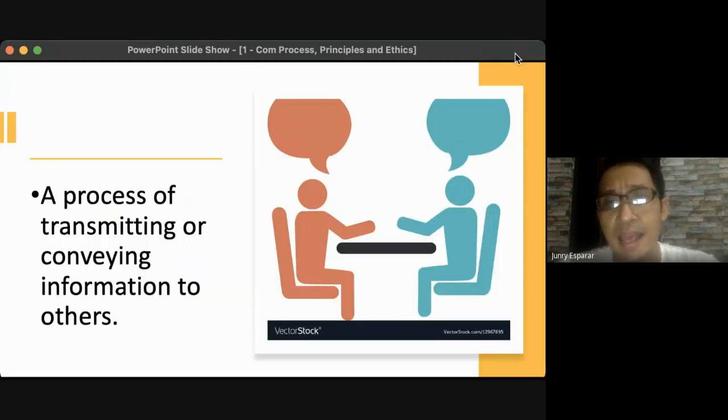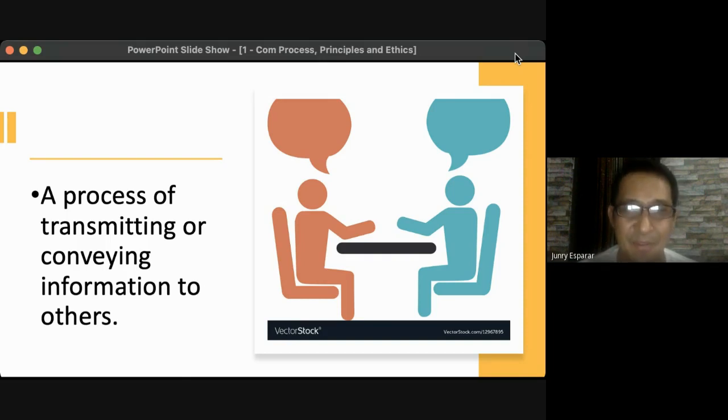Now let's begin with understanding the process as well as the principles and ethics of communication by first looking into some principles of communication. When we talk about communication, it's a process of transmitting or conveying information to others. So that is so true because the goal of communication is to be able to communicate your thought, your idea, whatever it is, to someone. And if that happens, you're successful in communicating your idea.